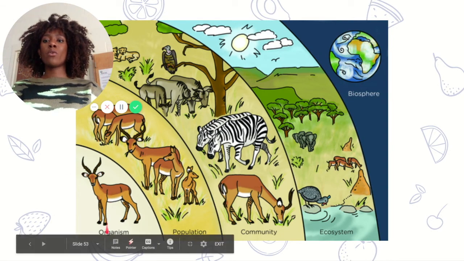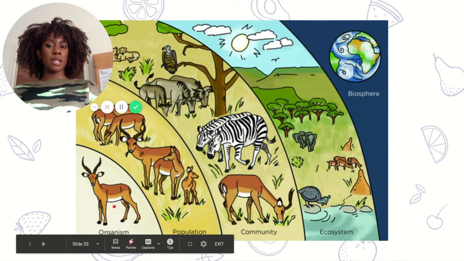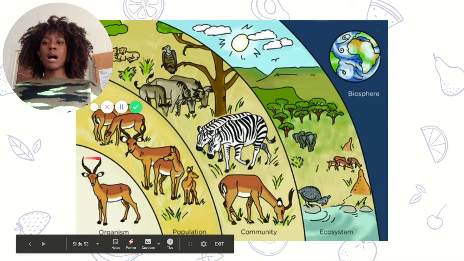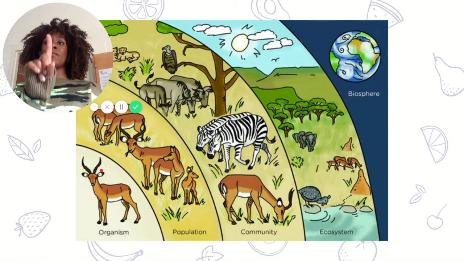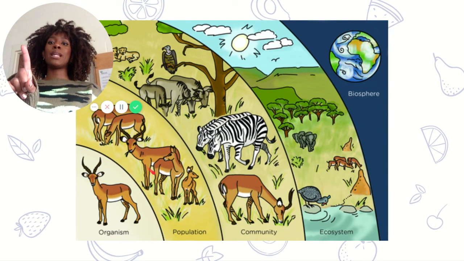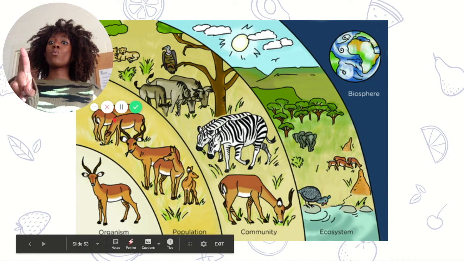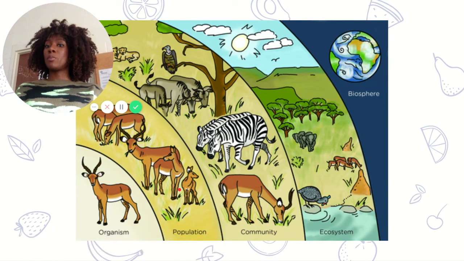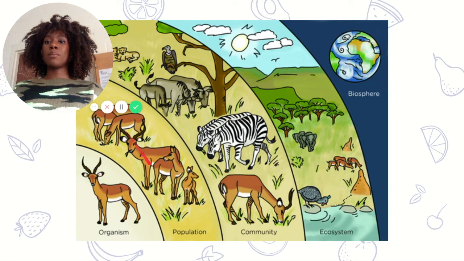So we have right here an organism. I think this is an impala. An impala, one single one, is an organism. That's an individual organism. An individual living thing is an organism. Then we have what's called a population. Population is more than one organism that are all the same species, right? These are all the same species.